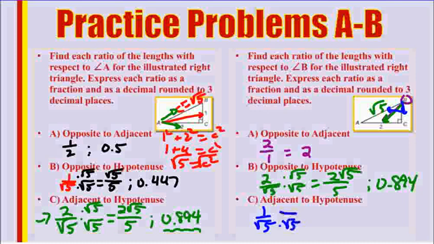And then the last one, adjacent, 1 over hypotenuse, square root of 5. Multiply this by the square root of 5. It will be square root of 5 over 5. And our decimal would be the same as this example here, which would be 0.447.